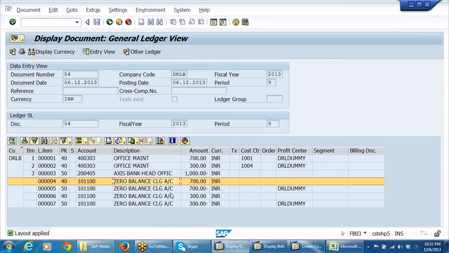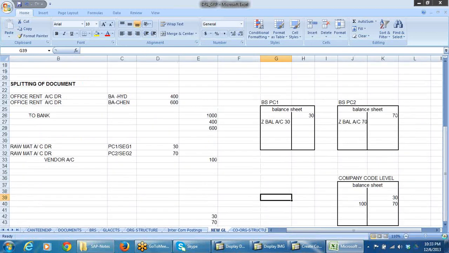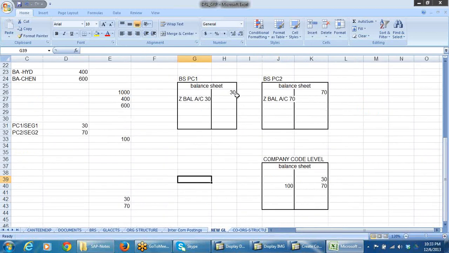The zero balance account. For all of these, it will take the zero balance account. Zero balance account 30. Here also zero balance 70. Now raw material on this side, zero balance account. Zero balance account is nothing but, instead of sundry creditors, it is taking the zero balance account. Now my balance sheet will get tallied.